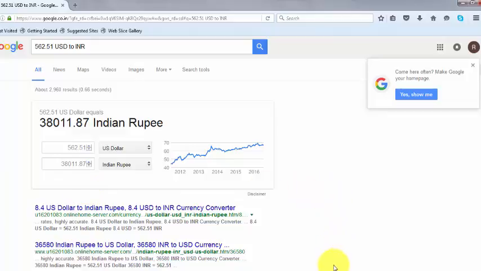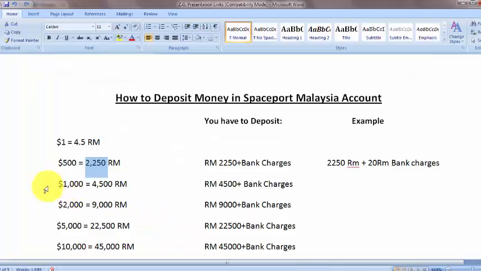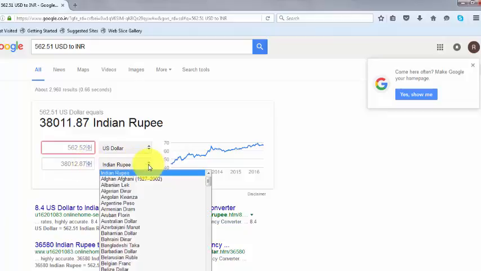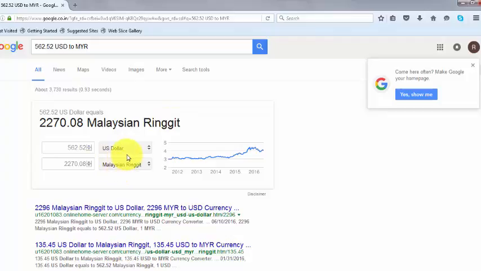Now let us see one more example. If you are going to buy the $1,000 package, again we have to go to Malaysian ringgit first. Before checking, go first to US dollars and Malaysian ringgits. In that you just first enter here $1,000.